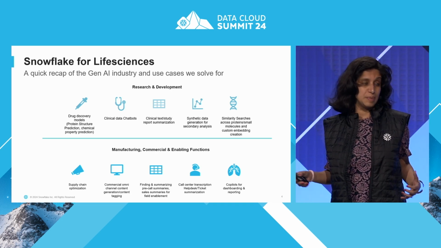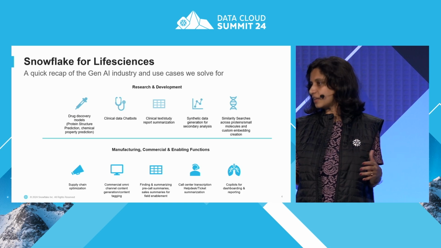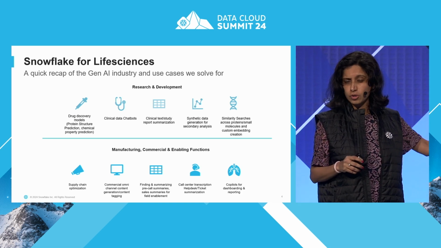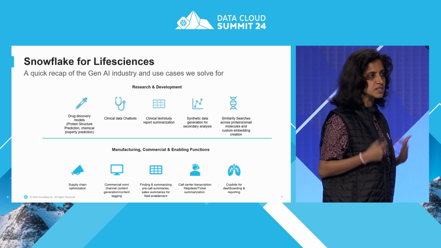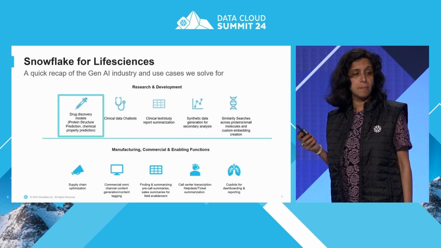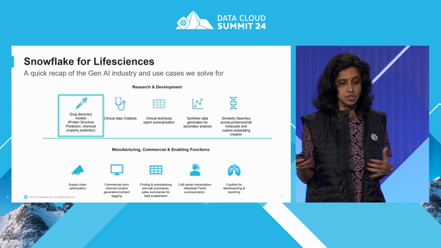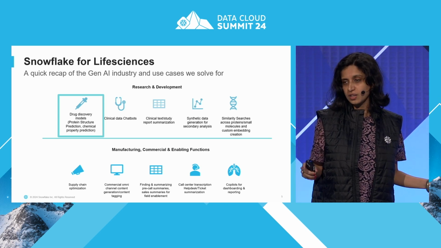So with that being said, Gen AI in life sciences is beyond chatbots. There are quite a few exciting use cases. You look at the top, we have the whole R&D that focuses on very domain-specific models that are based on transformers and LLMs in the industry. Today we're going to focus on one particular area, which is called drug discovery models, and we're looking at protein structure prediction and chemical property prediction. That's the aim of this demo.